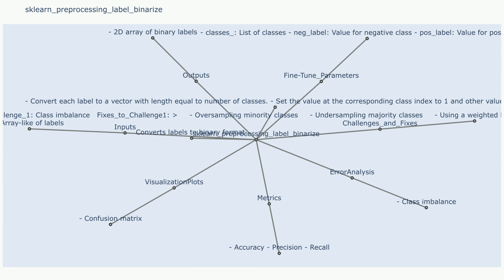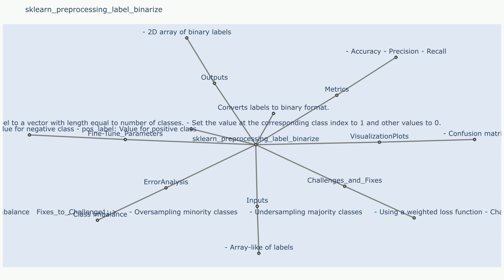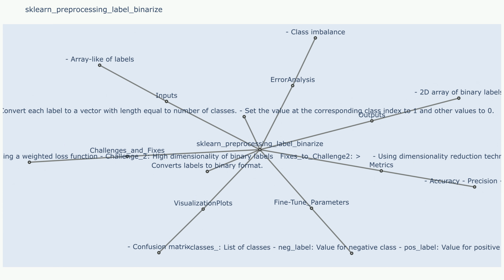Challenges and fixes. Challenge 1. Incorrectly handling labels with multiple classes. Sample use case that resulted in challenge 1. If a sample has multiple labels and the classes parameter is not explicitly specified, the function may incorrectly interpret the labels. Fixes to challenge 1. Specify the classes parameter explicitly to ensure the correct handling of multi-class labels.